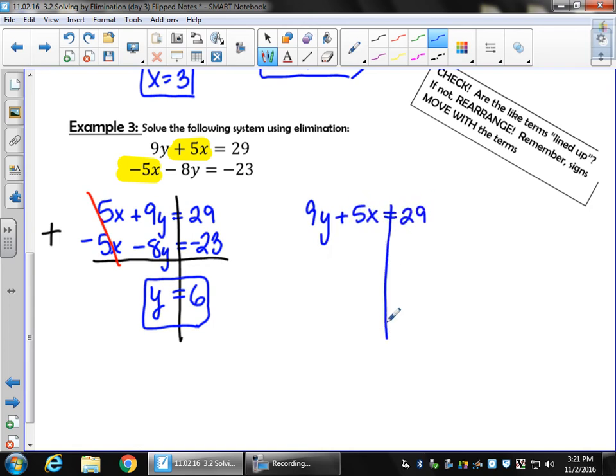Line down my equal sign. I have a value for y. So where I see y, in parentheses, I am going to substitute in a positive 6. Bring everything else down. Plus 5x equals 29. Pause and finish solving for x, please.